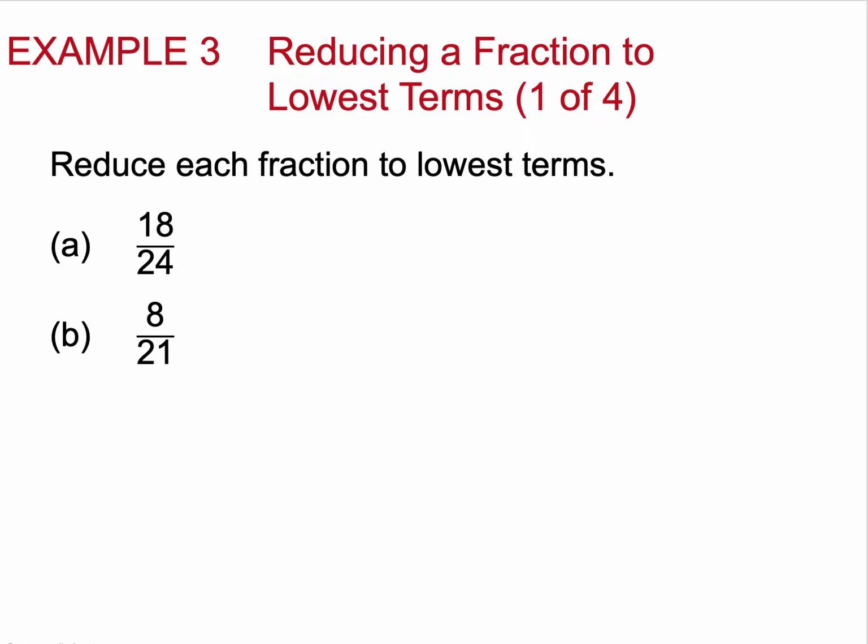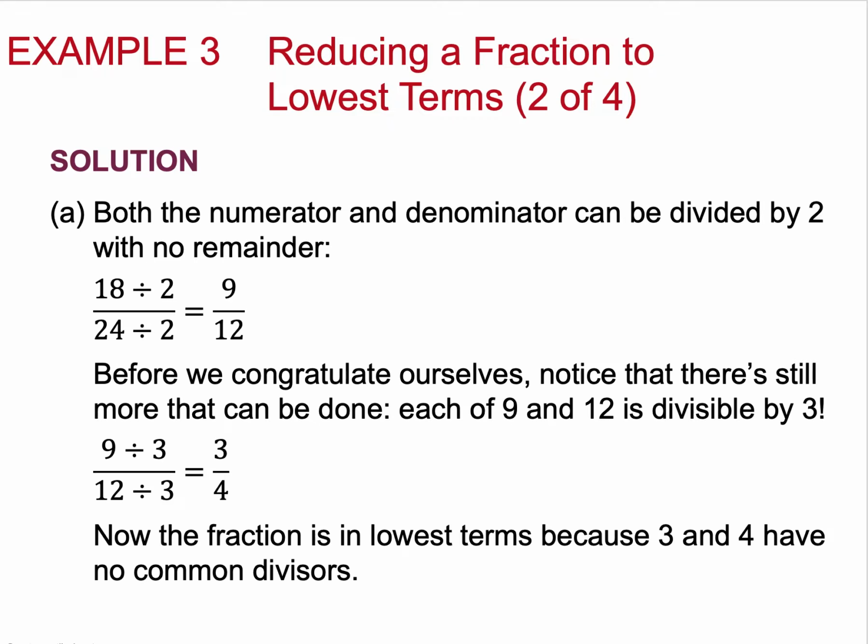So let's practice reducing these two fractions. So 18 and 24 are both divisible by 2, which gives me 9 over 12. And while I may want to celebrate, oh, I got 9 over 12, I need to realize that 9 and 12 can be divided by 3. So I actually have to reduce this fraction twice. Or if I had divided originally by 9, then that could have got me to the same place.